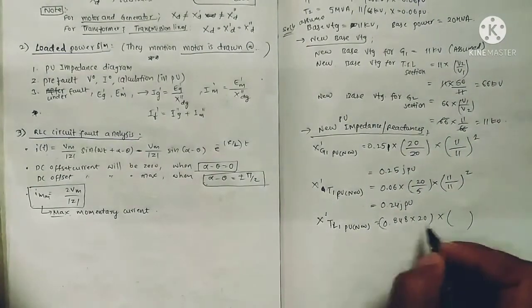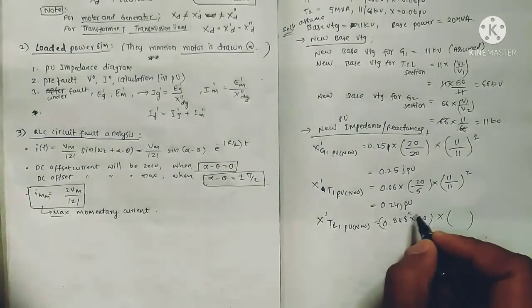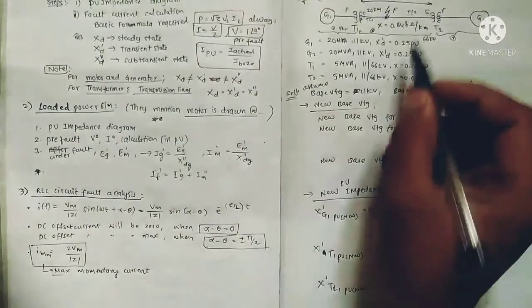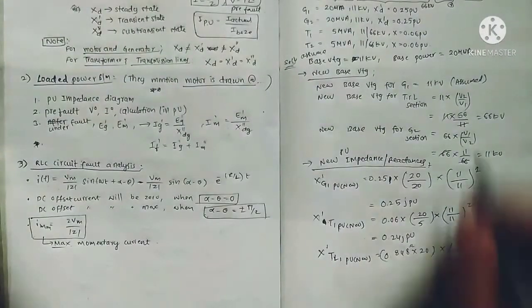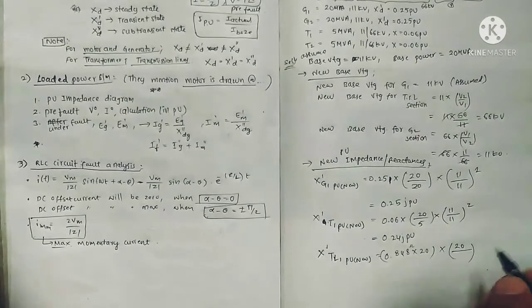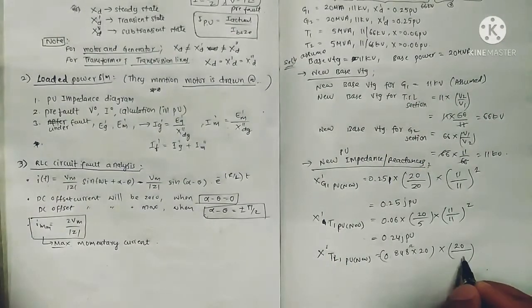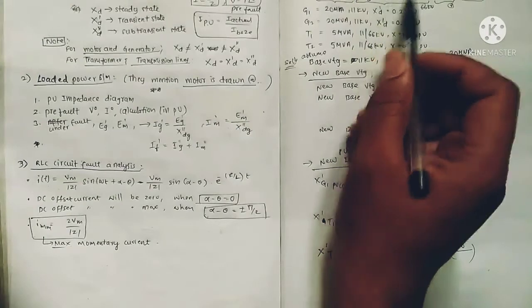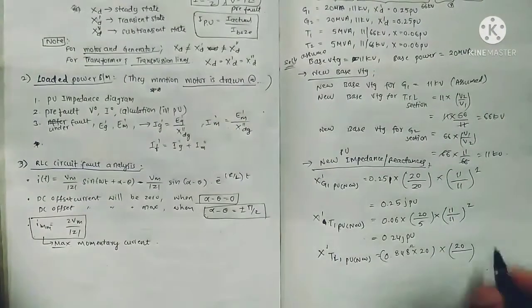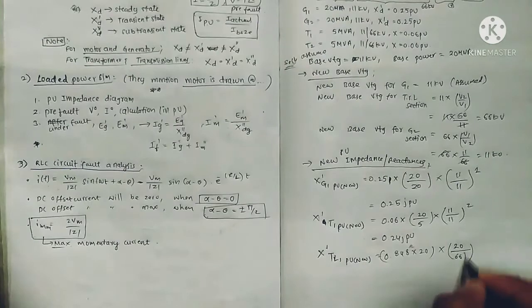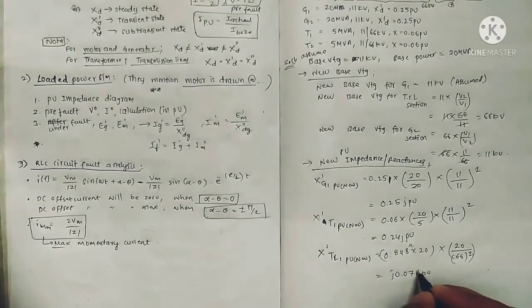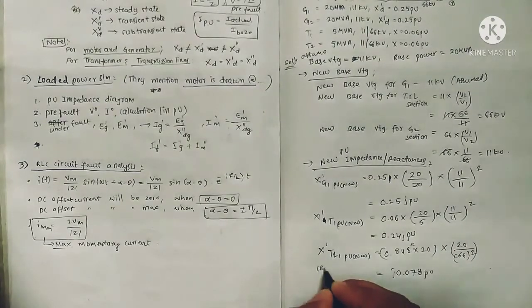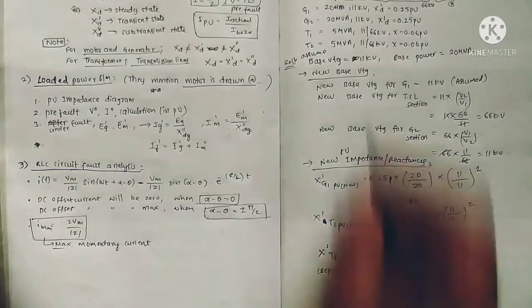Then multiplied by, since these are mentioned in ohms, the formula changes: new power divided by, new base power we assume as 20, and voltage square, the new base voltage of the transmission line section, that is 66 whole square. This we will get as 0.078 PU. You can mention here, before F, that is before the fault.